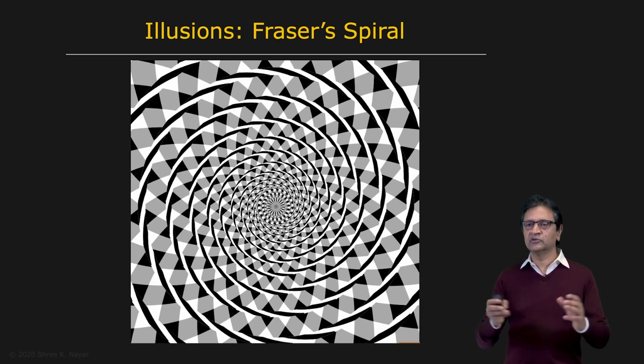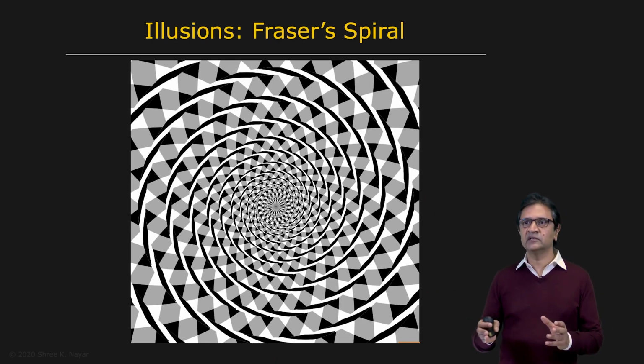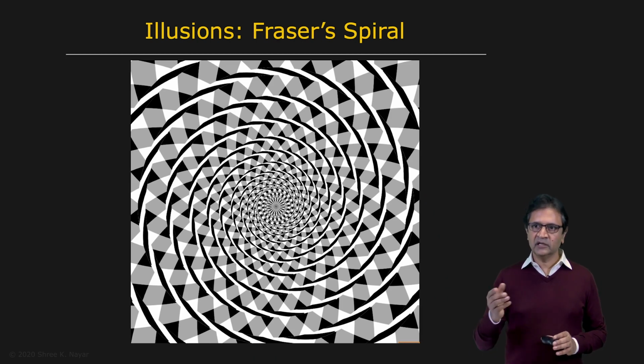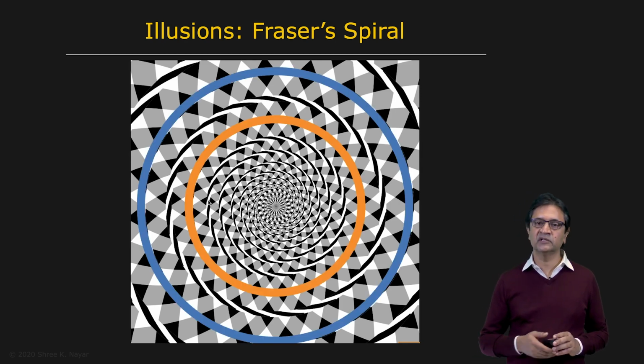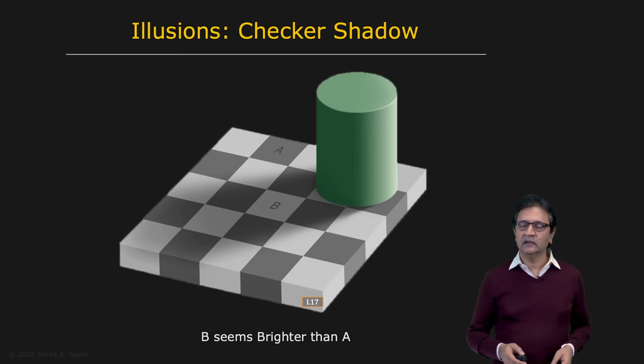So here's the first illusion I want to show you, which is Fraser's spiral. When you and I take a look at this picture, you see a spiral emerging from the center. We can agree on this. It turns out there is no spiral here. If you follow one of these contours, say this one, and go all the way around, like so, you find that you come back to exactly the same place. In other words, this is actually a set of concentric circles.